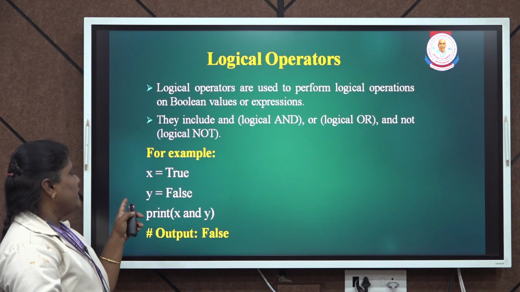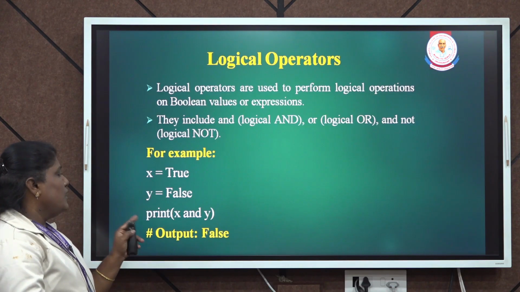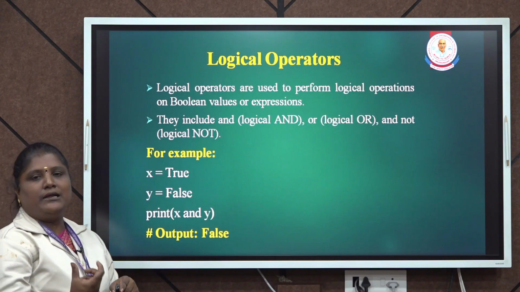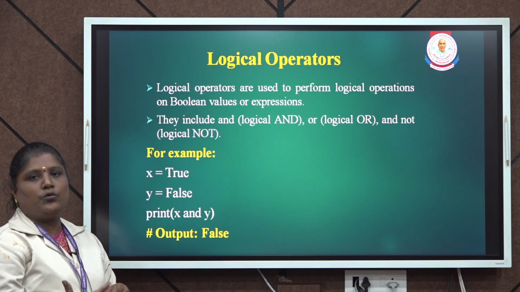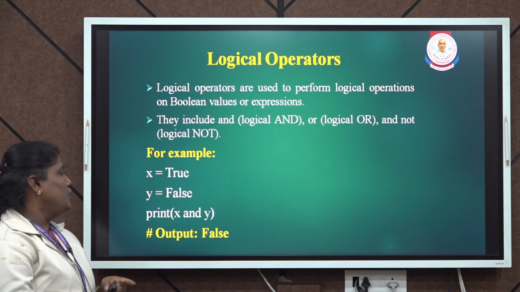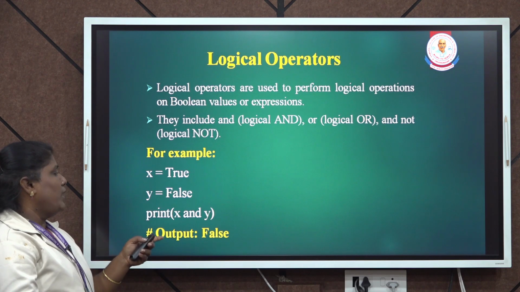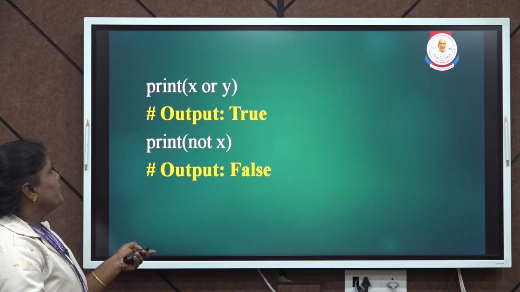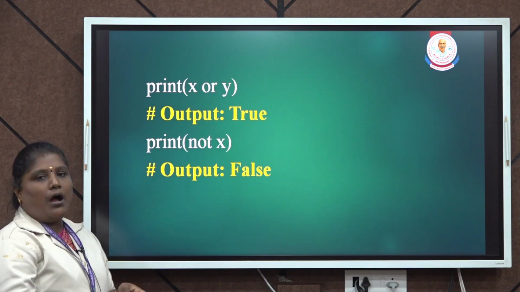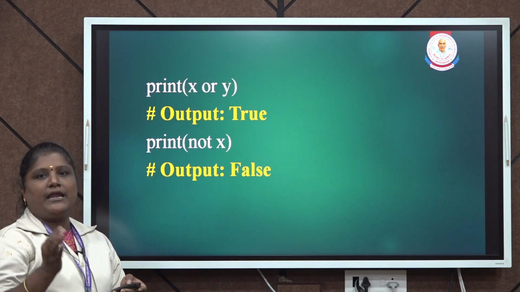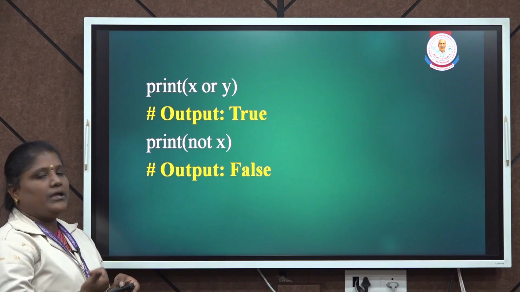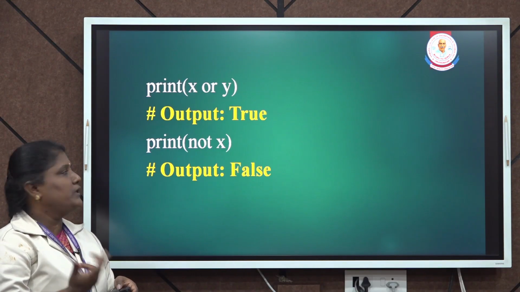So, for example, x equal to true, y equal to false. Print x and y. So, true and false. The and means both the two conditions are true, it will display the true value, otherwise it will display the false value. So, x contains a true and y contains a false. So, the condition is false, so the output is false. Next, x or y. Or means if either one of the conditions is true, the output is true. So, x is true and y is false. So, x true means the output is true.